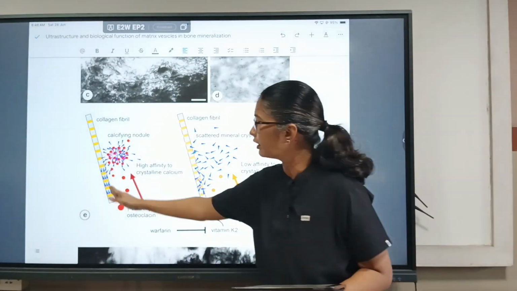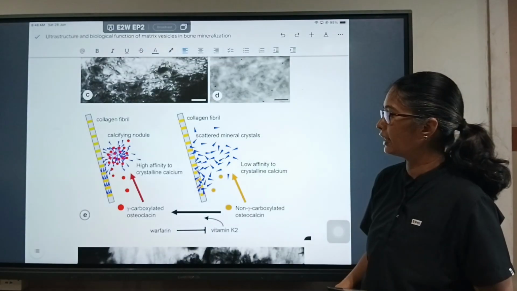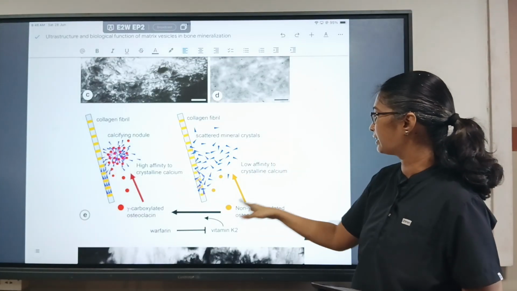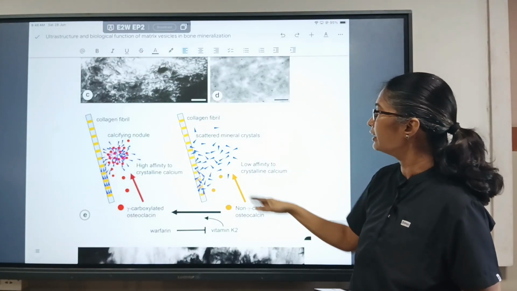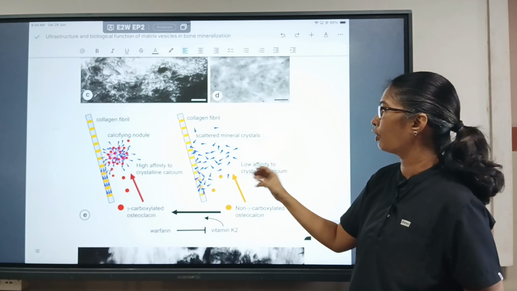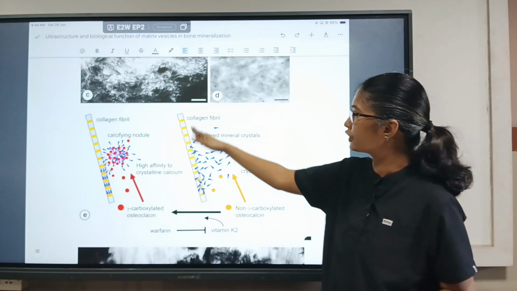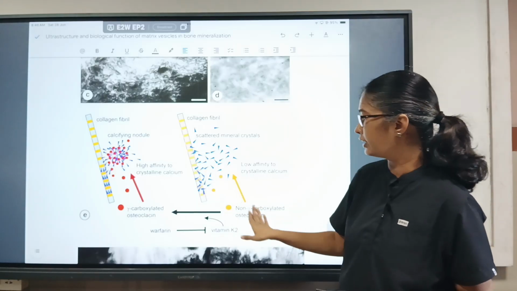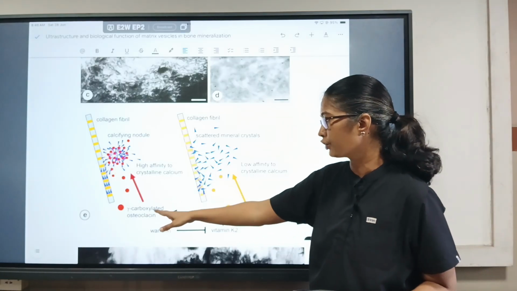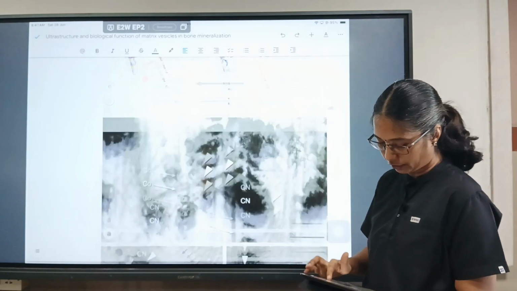This is the regular arrangement of the minerals in the collagen fiber, whereas when there is non-carboxylated osteocalcin, the crystals are not in a properly arranged form and they are scattered, so the mineralization of the collagen fiber doesn't happen. So this is where the gamma carboxylation of the osteocalcin plays an important role.